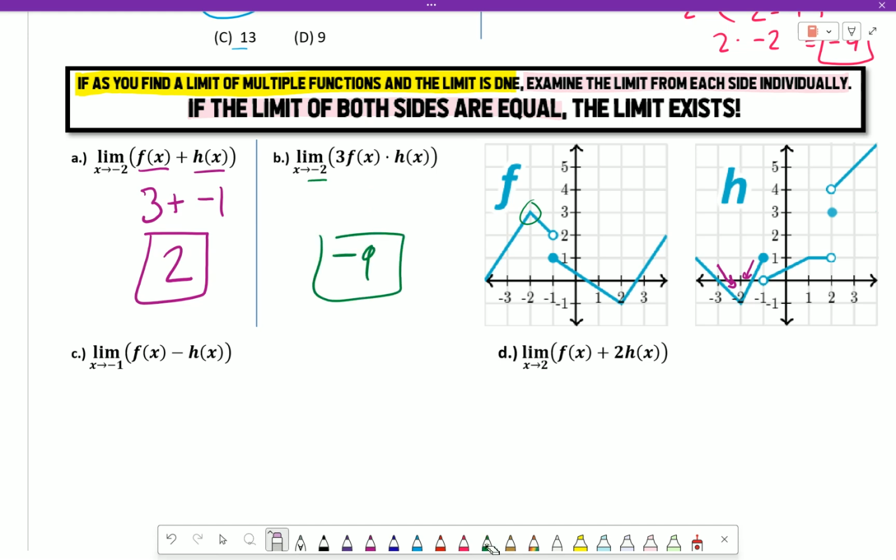So if we're doing limits of multiple functions and we just can find some limits, very easy. Don't overstress about it. Just do what it asks you to do. Then we get to letter C.